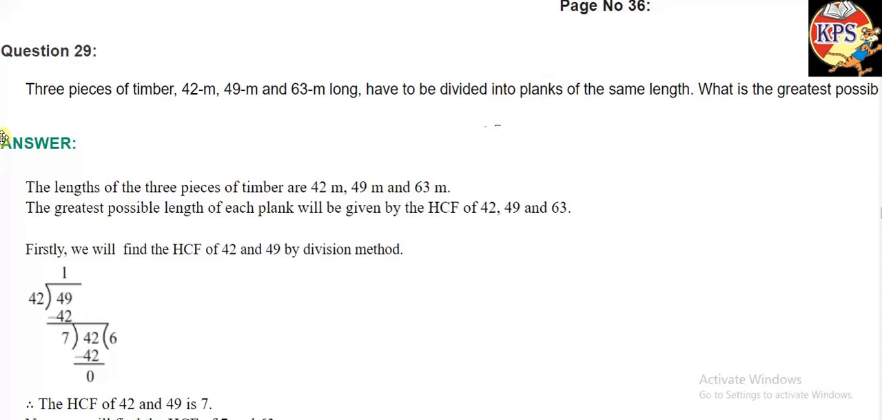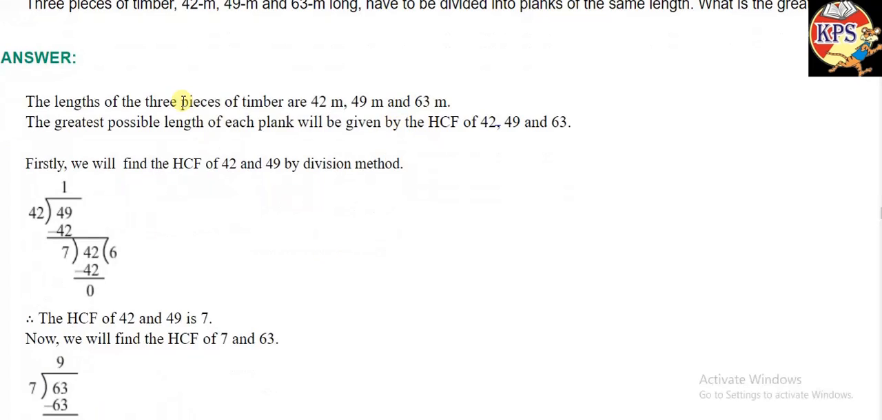So this is question number 29. Three pieces of timber 42 meter, 49 meter and 63 meter long have to be divided into planks of the same length. What is the greatest possible length? You have to find out the greatest possible length of each plank. The lengths of the timbers are different and you have to divide each into planks of the same length. So what will be the greatest possible length of each plank?